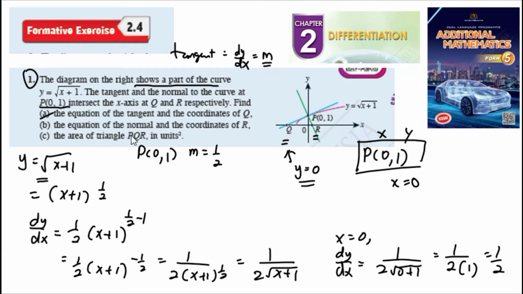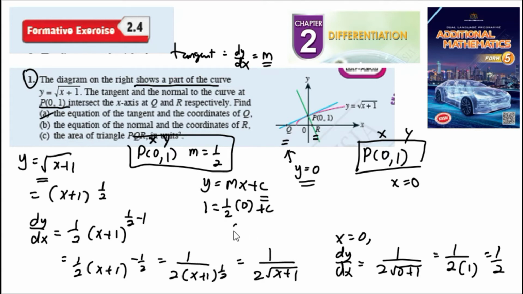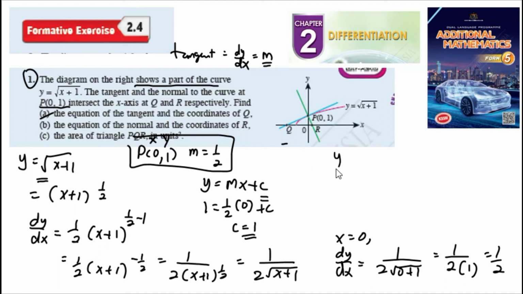So now we can make the equation of a straight line. The equation of a straight line, y is equal to mx plus c. Since we have x, y, and m, now we can get c. So we substitute x is equal to 0 and y is equal to 1. So when y is equal to 1, m is half, x is equal to 0, plus c. So now we get c is equal to 1. So the equation of the tangent is y is equal to half x plus 1. For this one, you can also use y minus y1 is equal to m times (x minus x1). So anyway, you can use that, right?